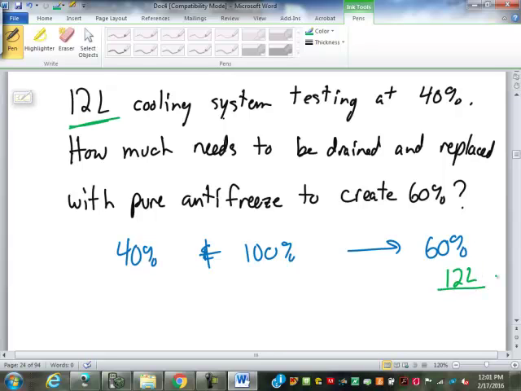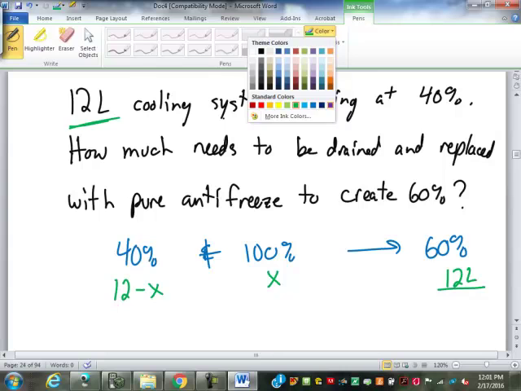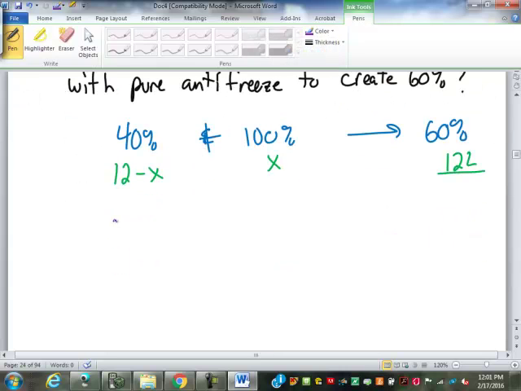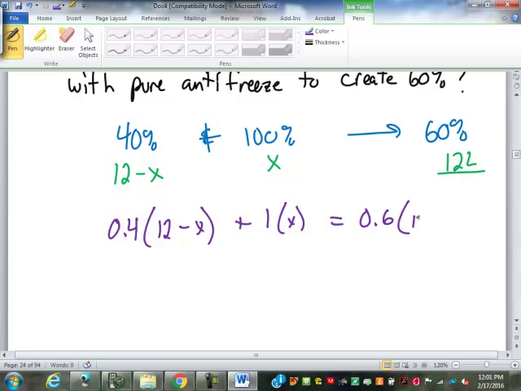Now, it's starting out with that much 40%, but we're going to drain some of it out and replace it with pure. So the amount that we're going to drain and replace is the amount of the 100% pure antifreeze that we're going to add. What's left of the 40% will be 12 liters minus however much we have to drain out and replace. So now that equation, 0.4 times (12 minus x) for 40% plus 100% will be 1 times x equals 0.6 for the 60% times 12.